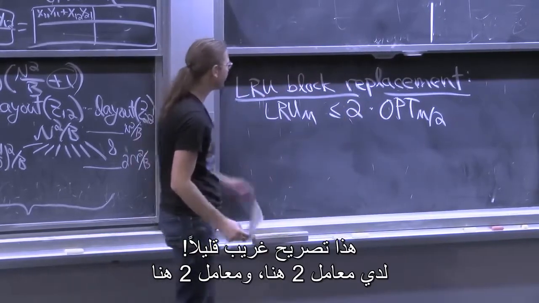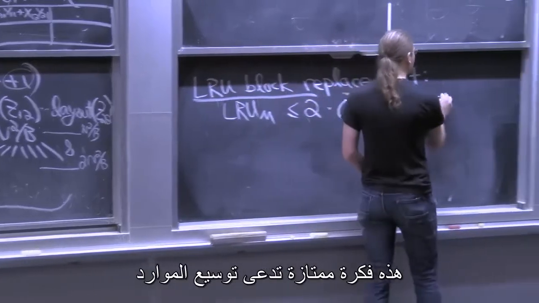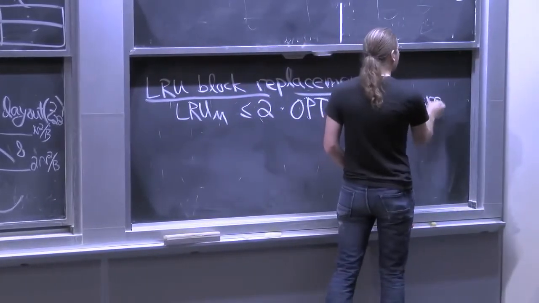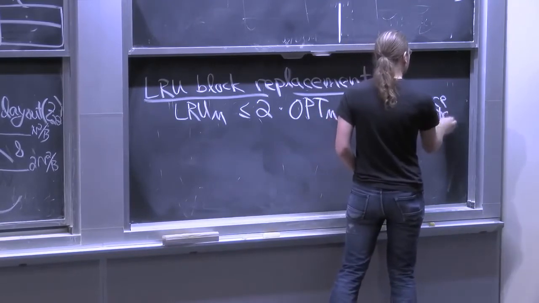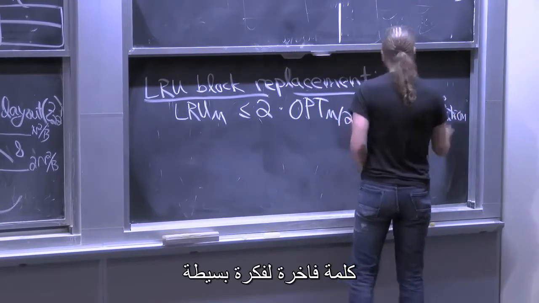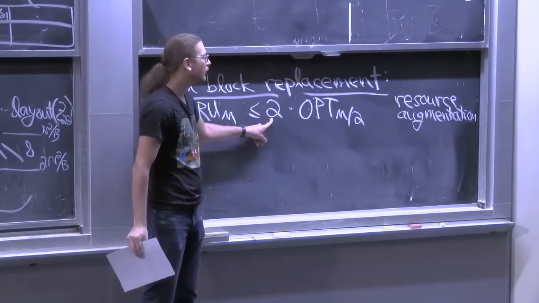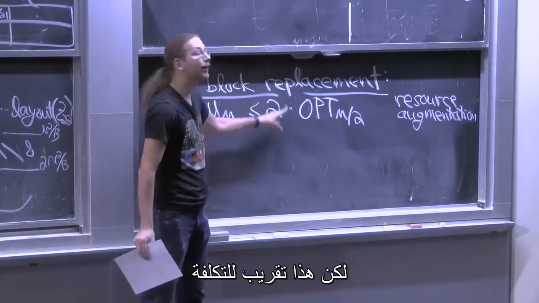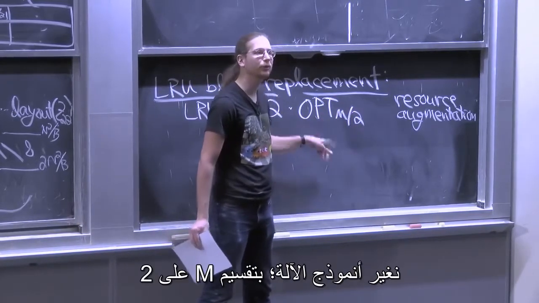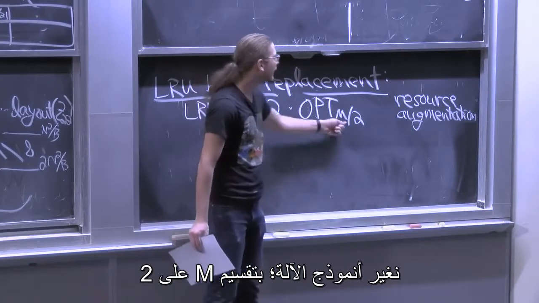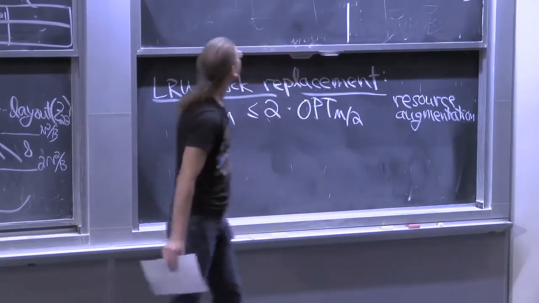This is a bit of a weird statement. I have a factor of 2 here and a factor of 2 here. This is a cool idea called resource augmentation. Fancy word for a simple idea. This, we're used to: approximation algorithms. But this is an approximation in cost. Here we're approximating the resources available to the algorithm. We're changing the machine model, dividing M by 2, and we get a nice result.